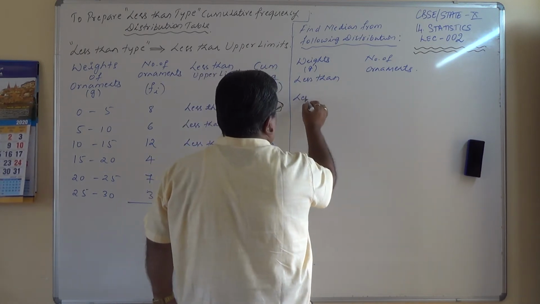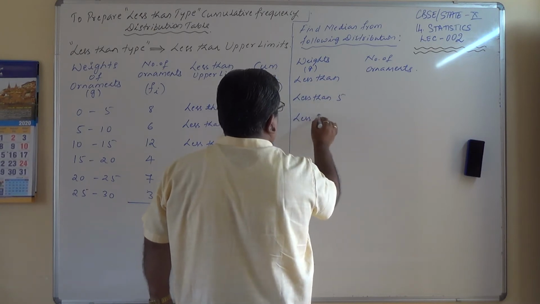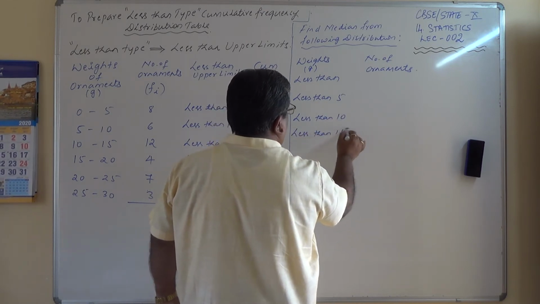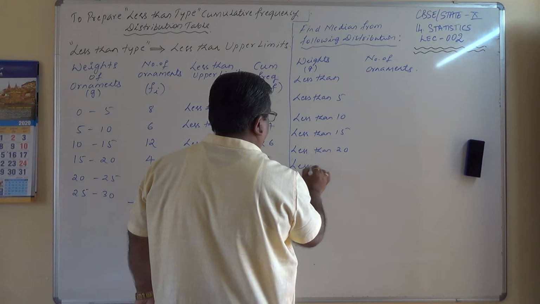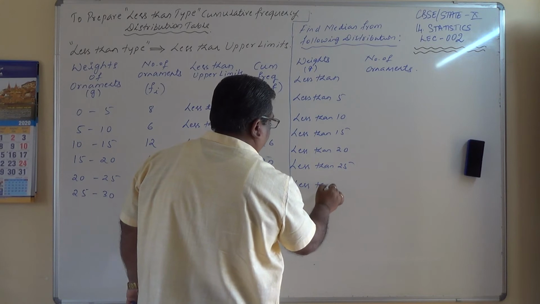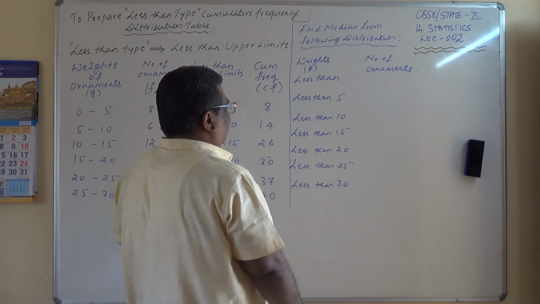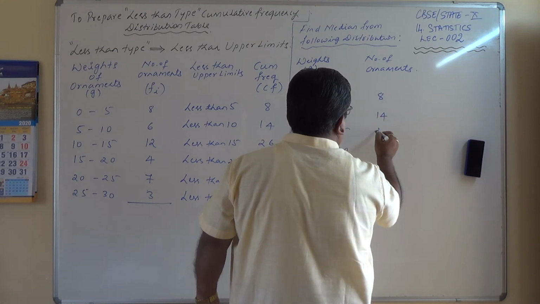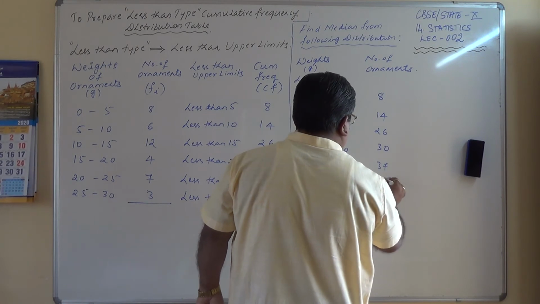So less than 5, less than 10, less than 15, less than 20, less than 25, and finally less than 30. So less than 5 grams, 10 grams, 15 grams, 20 grams, 25, 30 grams. This is given to you. What is given? 8, 14, 26, 30, 37, 40.